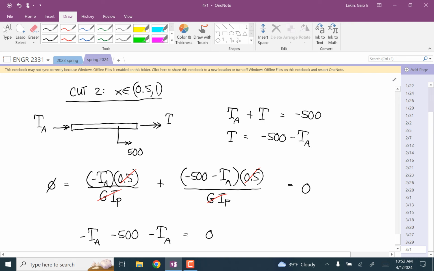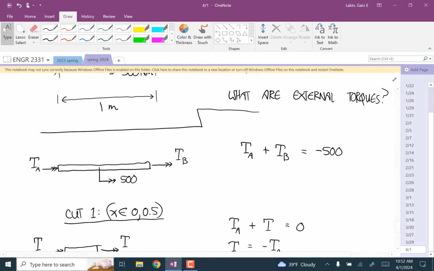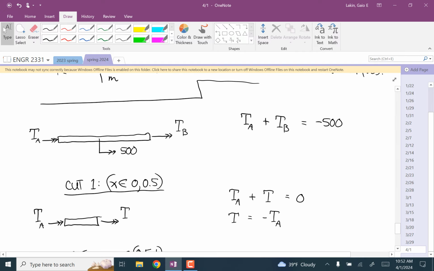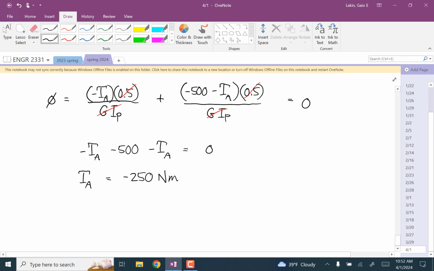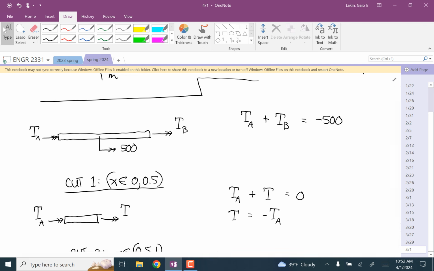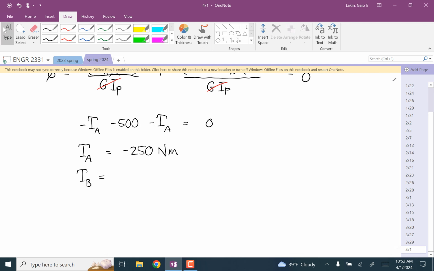Now you can plug back in and use the static equation to solve for TB. So TB, these have to add up to minus 500, so this also has to be negative 250. So in this case, because that torque was exactly in the middle of the bar, it splits those two torques evenly. But if it was closer to 1, you'd have a bigger torque in the one it was closer to. Any questions about that? Okay, that's all.